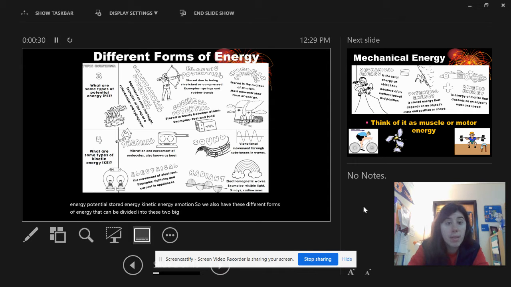You'll notice that some of these, like gravitational potential, elastic potential, chemical, and nuclear, are all types of potential energy because they're stored. Whereas thermal, electrical, sound, and light energy are all types of kinetic energy because they are energy of motion. So, we're going to go through the different forms and learn some key words of how to remember them. And then we're going to talk about how these different forms transfer from one to the other.